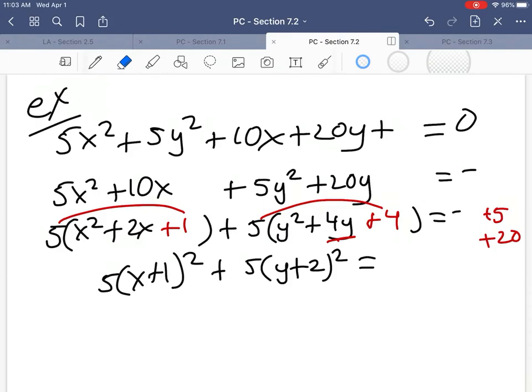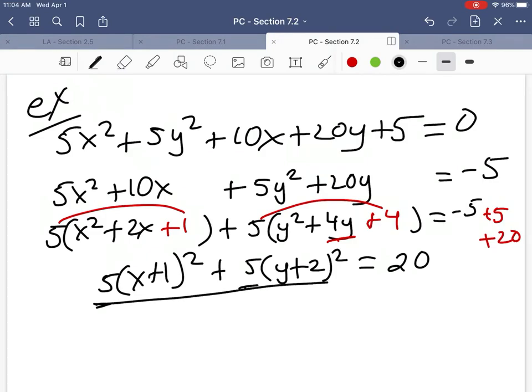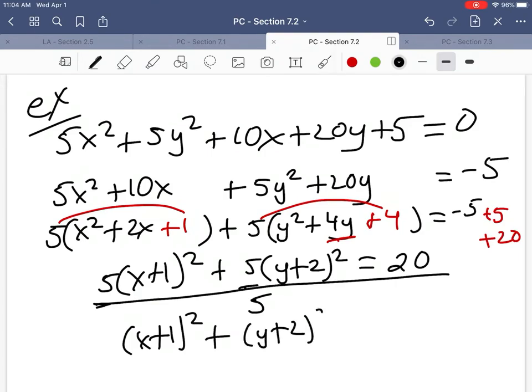Change that to a 5, so that's going to change there. Make that a 5, which moves us over to a 5. So then I get 20 on this side. All right, so let's divide everything. Now we have to get it in the right format. So these 5s, they can't be here. So I have to divide everything by 5. So I get (x plus 1) squared plus (y plus 2) squared equals 4. So there I go. I have a circle with a center at (-1, -2), and my radius is 2.